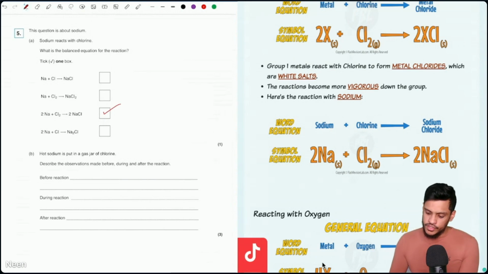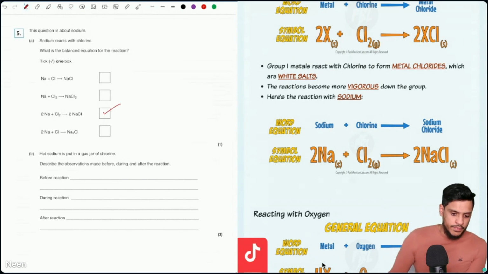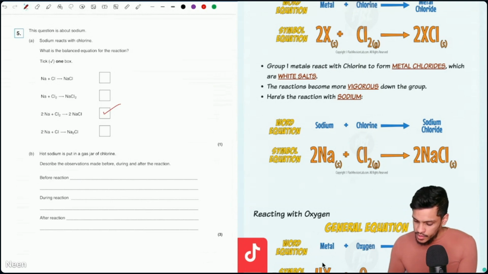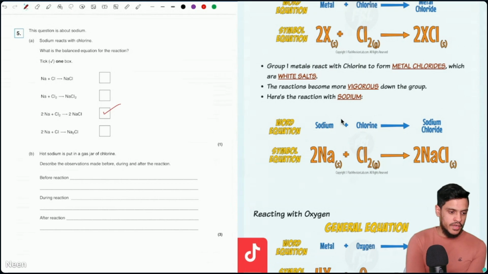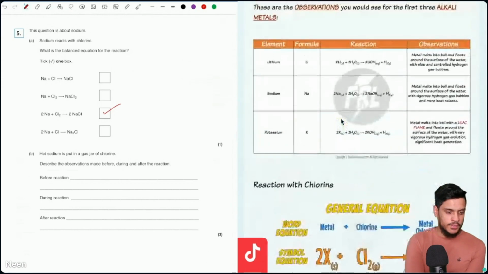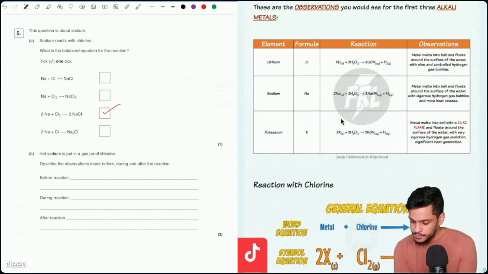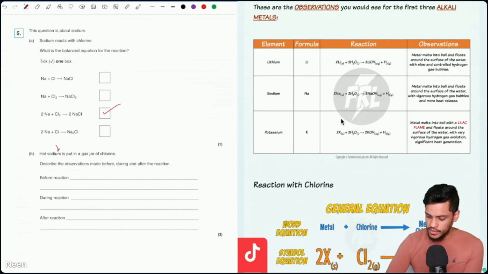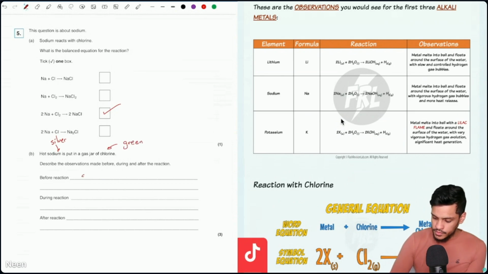Hot sodium is put into a glass jar of chlorine. Yeah, third option. Well done. Describe the observations made before, during, and after the reaction. Okay, so hot sodium is put into a glass. So before the reaction, what are you going to see? We've mentioned this already. We've mentioned that sodium is silver and chlorine is green. Yeah, so mention that. That's what's going to be observed before. So silver solid, and green gas.